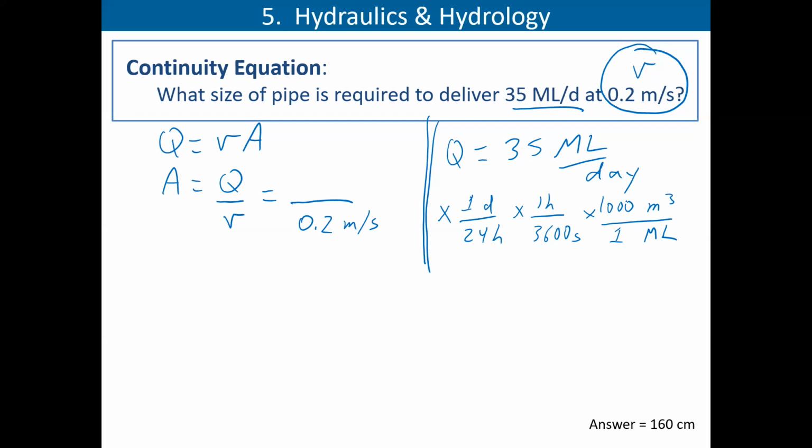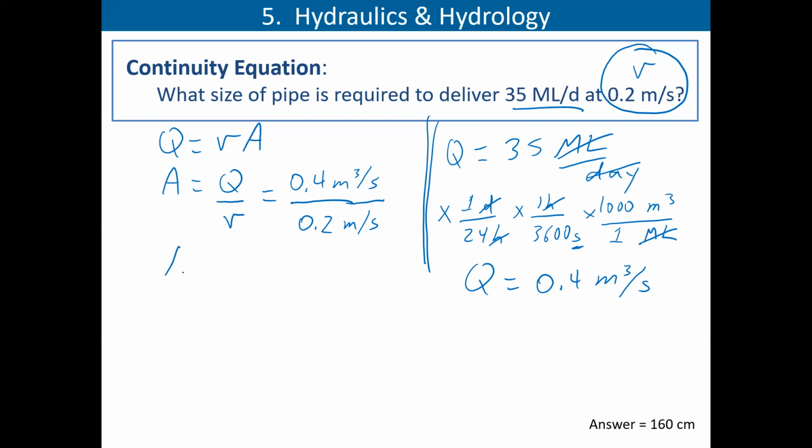So let me just look at this. My days cancel out. I'm going to cancel out all my units. My hours cancel out, so that works out. I'm going to get seconds. And then my megaliters cancel out and I'm going to get cubic meters. So my Q, when I punch all this in, is 0.4 cubic meters per second. So I can put that back into my original equation. So 0.4 cubic meters per second. You notice I tried to make the math work out really nice. Sometimes it's nice when things work out well.